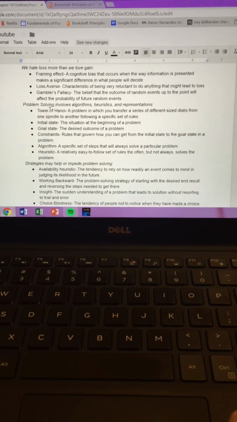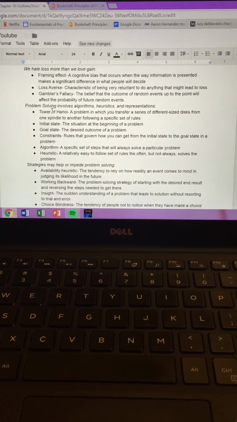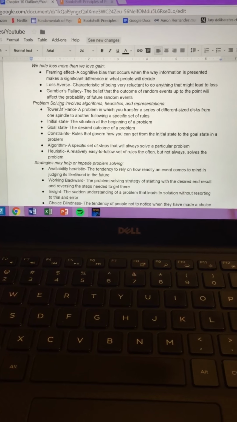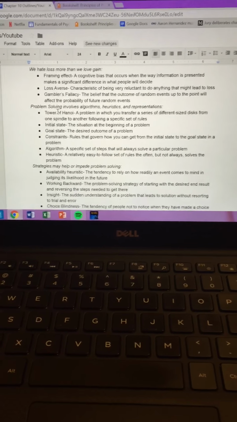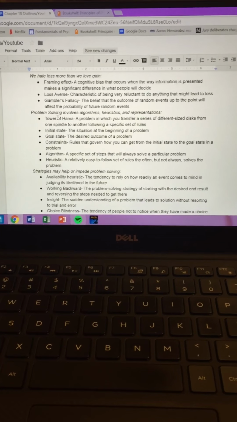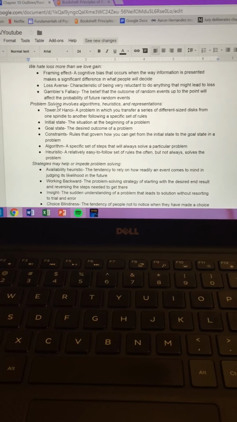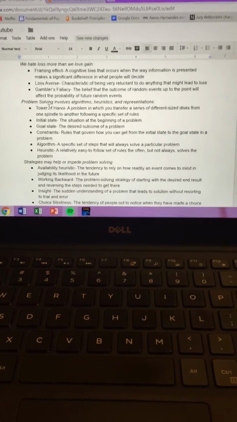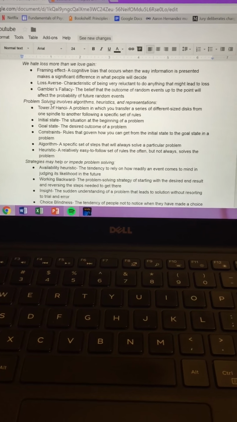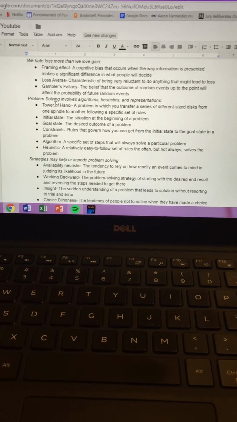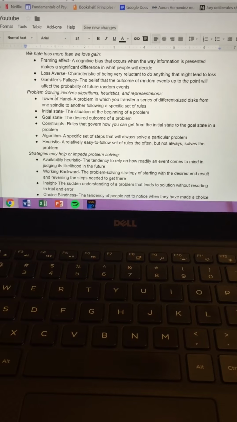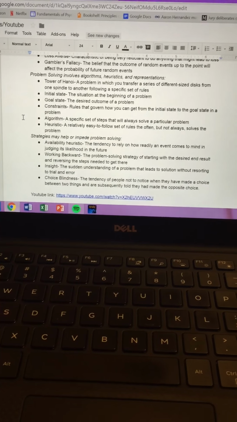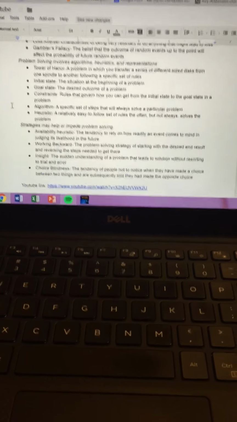Gambler's fallacy is the belief that the outcome of random events will affect the probability of future random events, which is like saying, when you flip a coin multiple times, every single time there's a 50-50 chance of it being heads or tails. But the fallacy is believing that if you land heads 7 times, it will still land on heads just because it landed on heads 7 times before. Even though there's still a 50% chance that it will land on tails, the probability does not change.